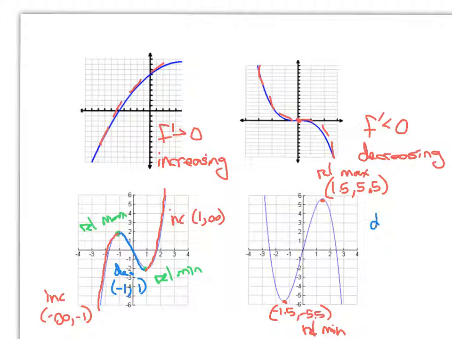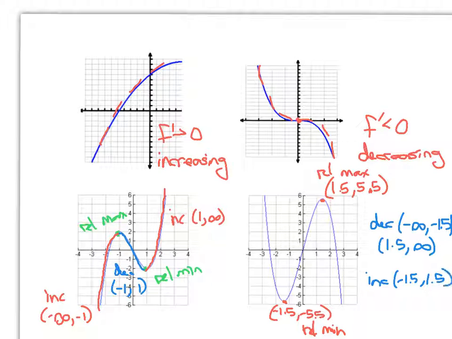I am getting that this graph is decreasing over the interval from -infinity to -1.5. And again, I'm not including those endpoints. Also decreasing on the interval from 1.5 to infinity. In between, the function is increasing, and that's happening from -1.5 to +1.5.